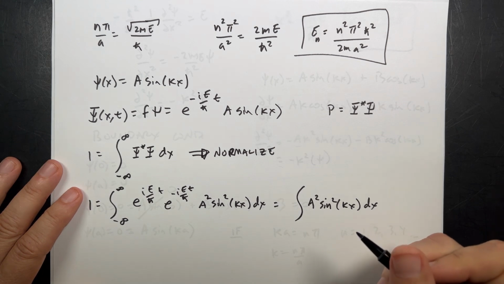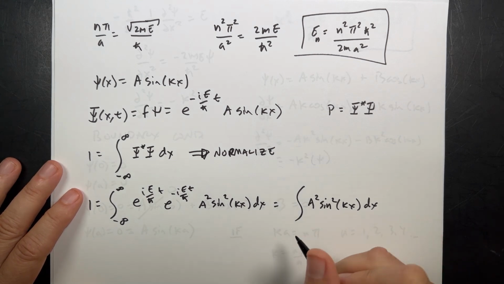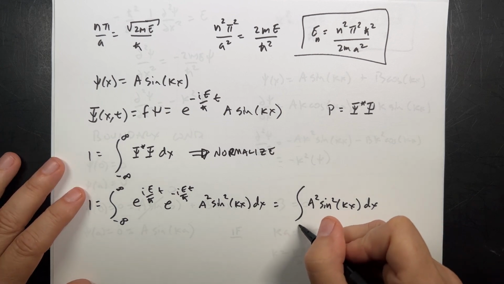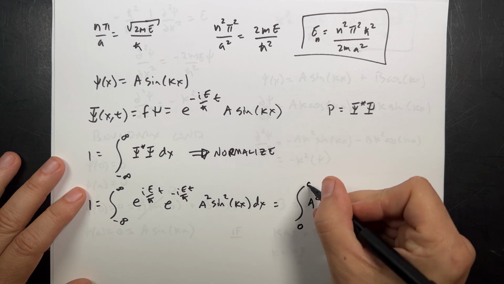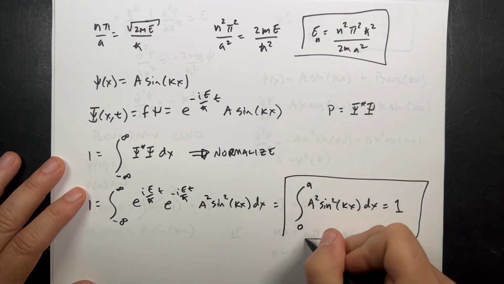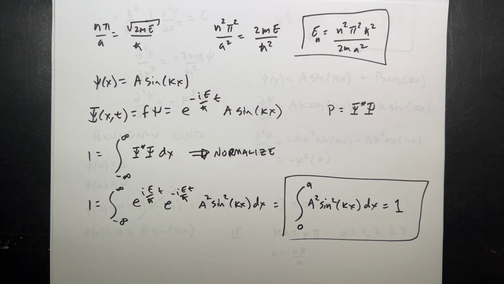And we already said that the particle can't exist at negative x or greater than x equals A. So we only have to integrate from x equals 0 to A. And we're going to set that equal to 1 and then use that to solve for A.